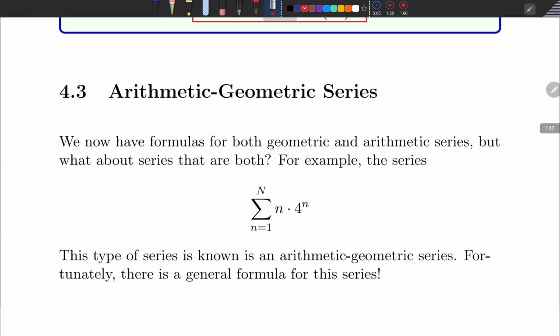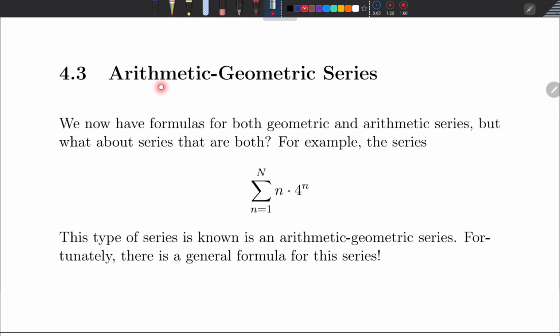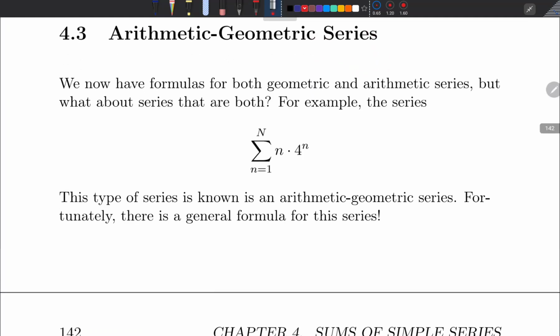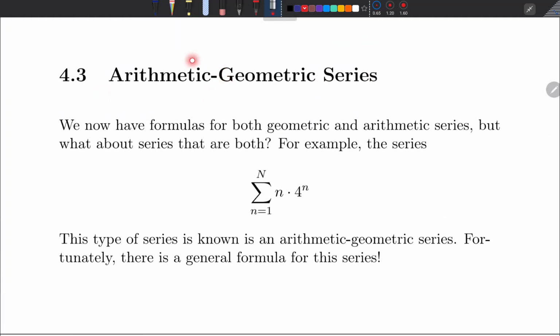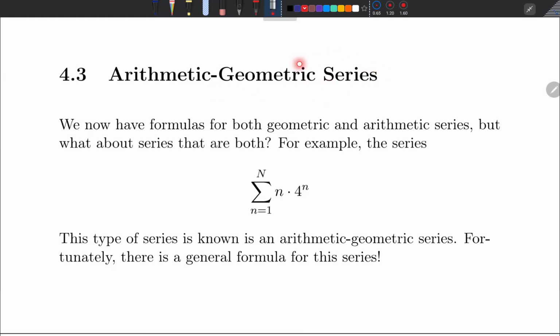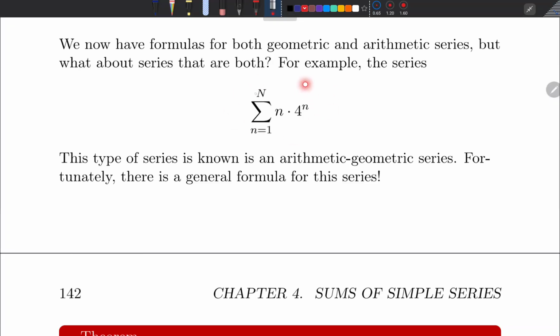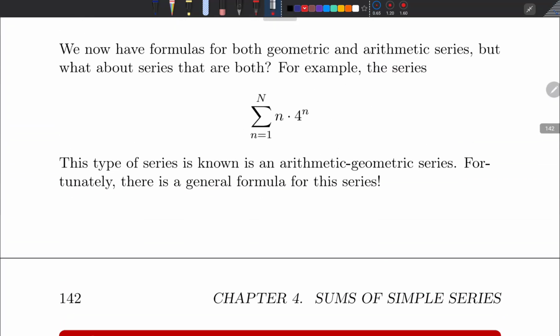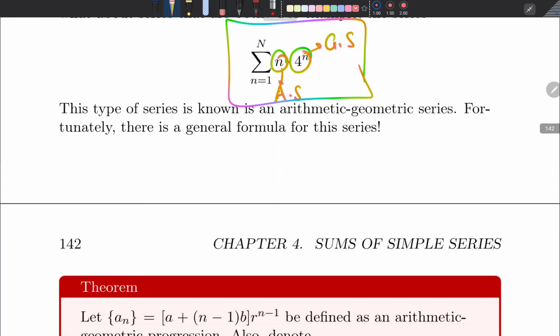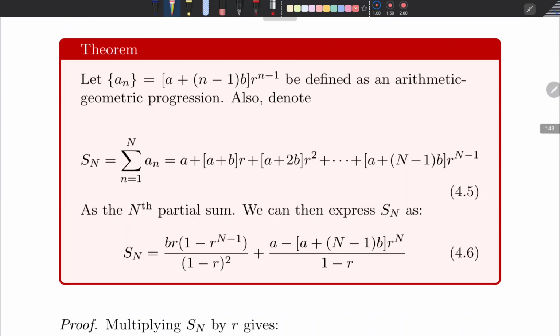Now we're heading towards our next subtopic, arithmetic geometric series. Basically, it's the combination of arithmetic and geometric series, both of them. There is an example of that, because this is the sum of n multiplied by 4 to the n as well. This part is your geometric sum, and this part is your arithmetic sum. So it's a combination of both of these things. Now we have got a chunk of things, and we need to discuss them one by one.